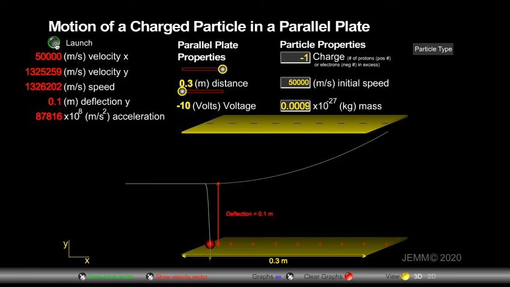But notice that the deflection happened very rapidly. Why is that? Well, it's because of the mass. The electron is over 1,800 times lighter than the proton. So as a result, it has a much greater acceleration and deflects very quickly.